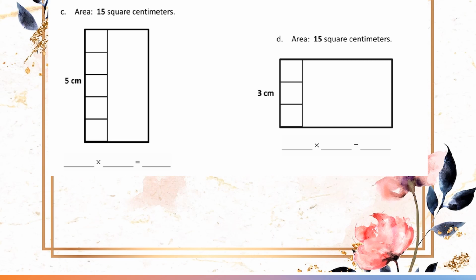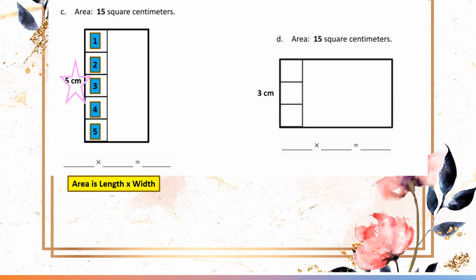Let's look at letter C. Letter C says that the area is 15 square centimeters. So that means that the total area for the rectangle for letter C is 15. And we know that the length, according to the paper, is 5 centimeters. 1, 2, 3, 4, 5. It's 5 centimeters long. So on my first blank, I'm going to go ahead and write a 5.